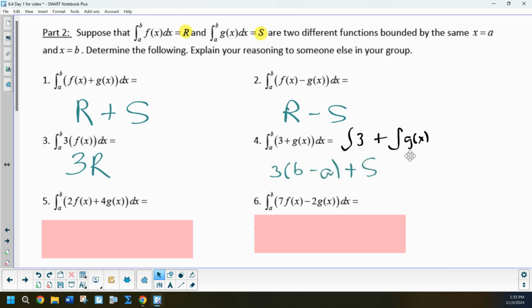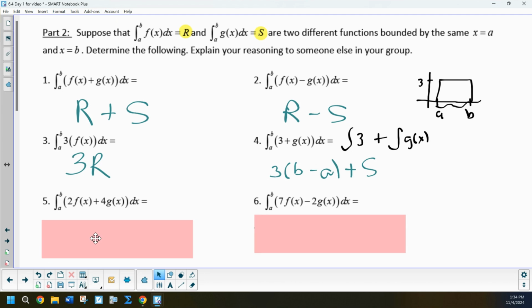So what ends up happening is you have this little area, and I could even draw a picture here. From A to B, under the line 3, your height is 3, and the base would be B minus A, which is what I've got here. So like base times height. You could also distribute the 3, doesn't matter. And then, of course, we know this part is already s from up above.